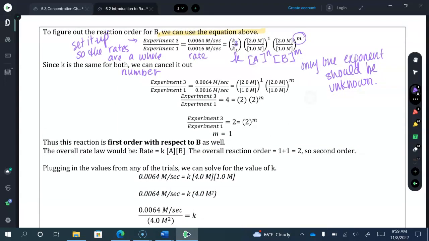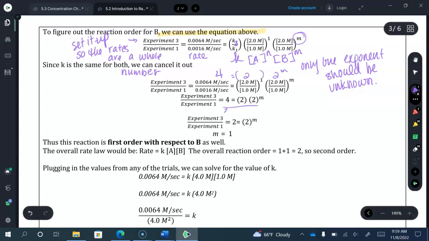So simplifying, you end up with 2 here. This becomes 2 times 2 to the m is equal to 4. And simplify, because you can't combine those two bases. You divide both sides by 2, and this cancels, and so you're left with 2 is equal to 2 to the m, and so thus m has to be 1. The numbers should work out to be very, very straightforward. You will not see any non-whole number reaction orders. You're not going to see half or third order. It's beyond the scope of the class.